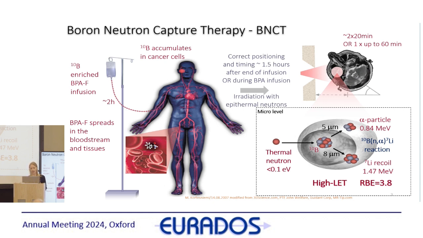And what happens at micro level: a boron-10 atom sits inside the cancer cell. We irradiate that with thermal neutrons. I mean, the neutrons are thermal at the location of the cancer cell. And boron-10 splits into 2 high LET particles, an alpha particle and a lithium-7 recoil. They are high energetic particles with very short range, so they deposit all of their energy within the range of 1 cell diameter, and that's why they have a high RBE of almost 4, and they are really high LET particles.